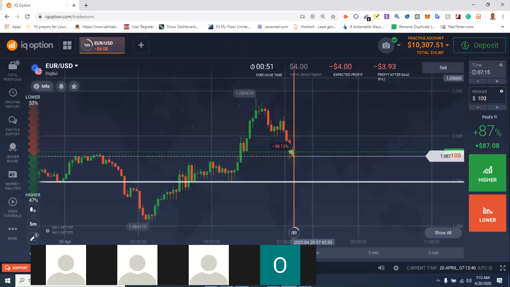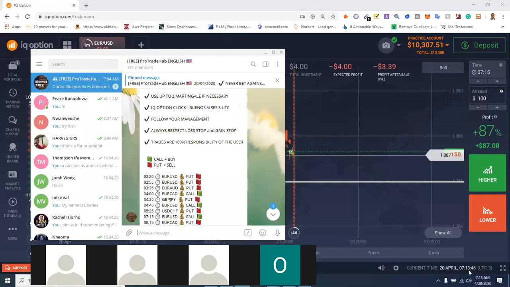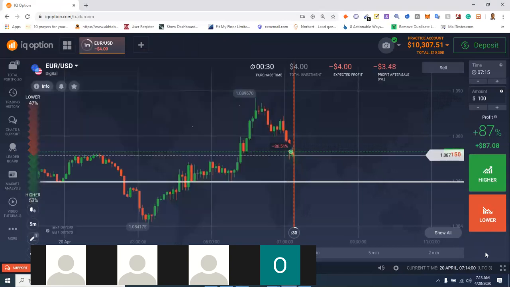So now you know that the signal here says 7:15 and we are at 7:13. So I will change my time at 7:14:30 for the first trade. 7:14:30. That's when I will change my time.